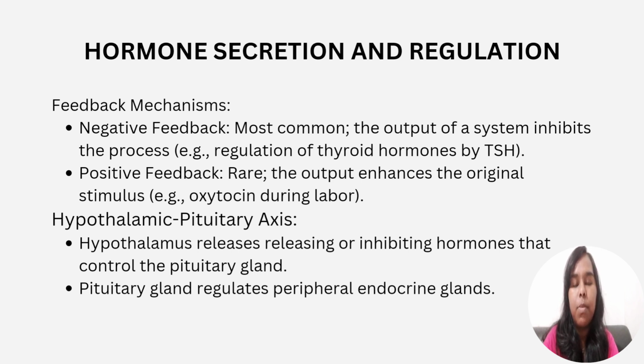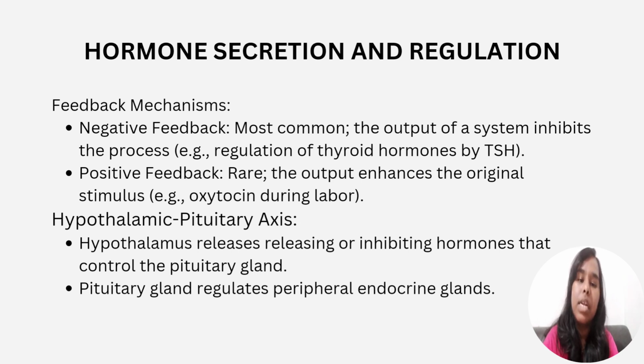Hormone secretion and regulation. We are going to learn about feedback mechanism. There are two types, negative and positive. Most common, the output of the system inhibits a process. Example, regulation of thyroid hormones by TSH. Positive feedback is rare, where the output enhances the original stimulus. Example, oxytocin during labor.